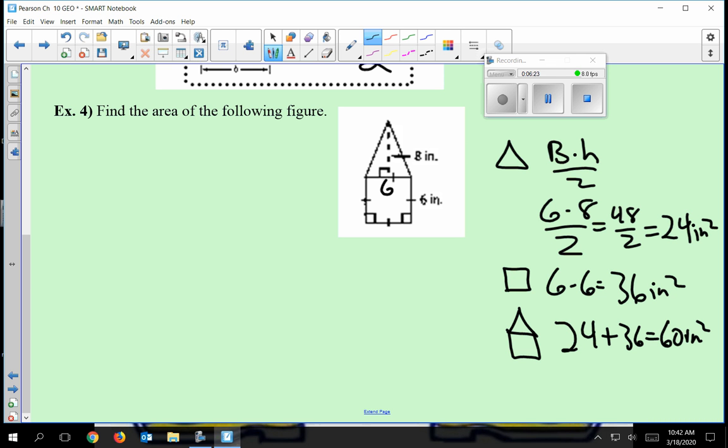So you're going to get a bunch of those. Sometimes we have formulas for these different figures, like the trapezoid, stuff like that, but for that one, I have to find the area of each figure and add it together to get the whole thing.